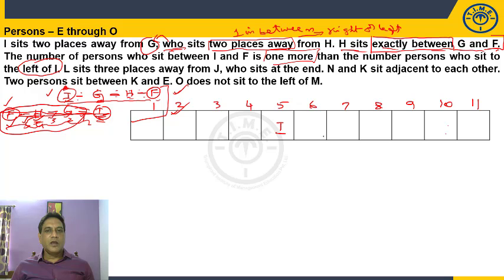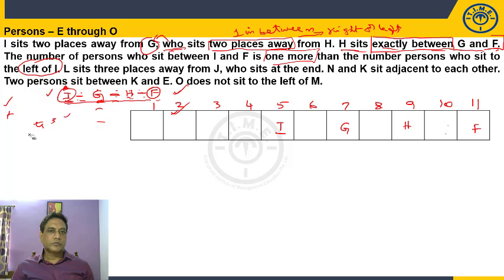Okay. Now I, 1 space G, 1 space H, 1 space F. So this is the arrangement that we get. Okay. Now let us continue with this. So we have used the information till here.